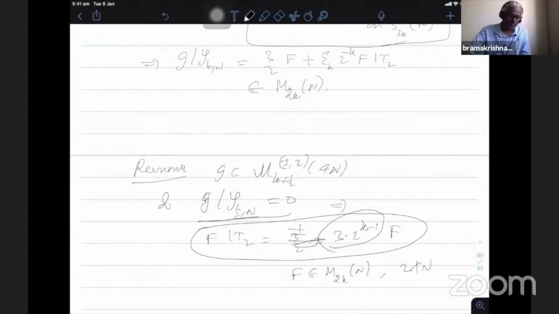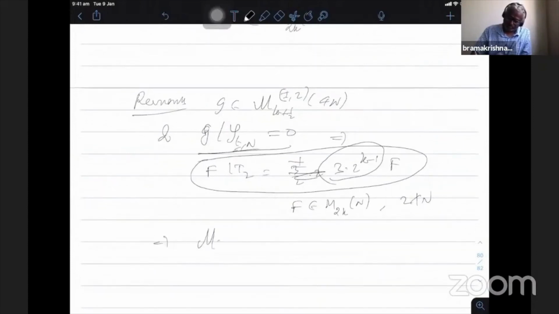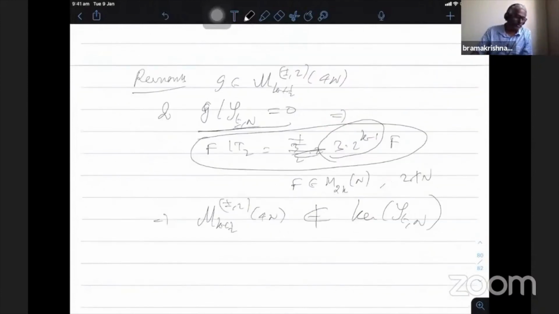Whatever t is chosen, this implies M_{k+1/2}^{±}(4N) does not belong to the kernel of S_{tN}. That's what it says. Okay. Therefore, S_{tN} is an isomorphism on the plus space if and only if S_{tN} is an isomorphism on this space. Okay. S_t plus is an isomorphism if and only if this is an isomorphism.